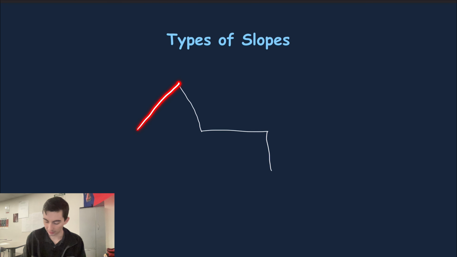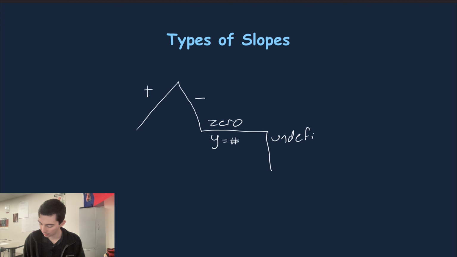If it's increasing like this means we're going to have a positive slope. If it's decreasing like this, we're going to have a negative slope. If it's a horizontal line, that means our slope is going to be 0. And when we have that, we're going to write that equation as y equals a number. And then last, if it's a vertical line, this is going to be undefined, and we're going to write that as x equals a number. And these are our 4 different types of slopes.